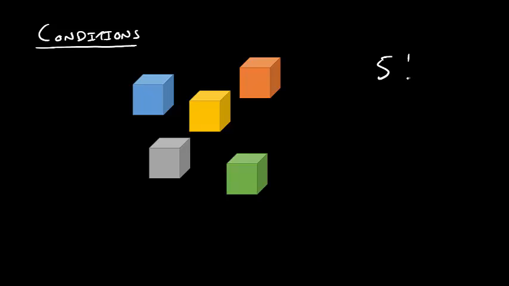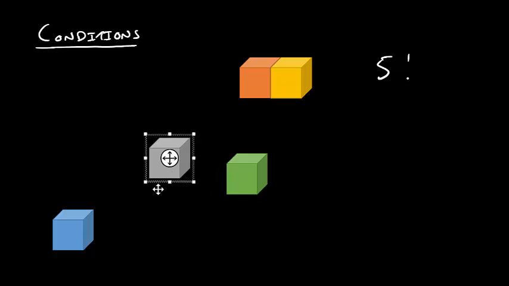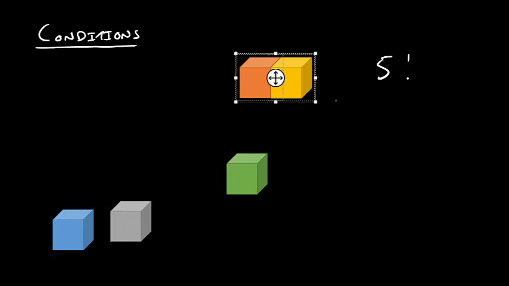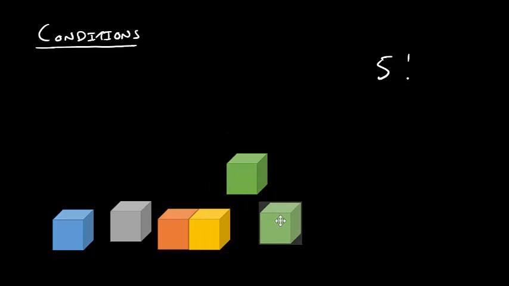But let's suppose we impose the condition that the yellow and the orange cube have to be next to each other. So in other words, no matter what the arrangement is, so we can have this arrangement, okay, this arrangement, and this arrangement, okay? No matter what the arrangement is, the yellow and the orange cube has to be next to each other.